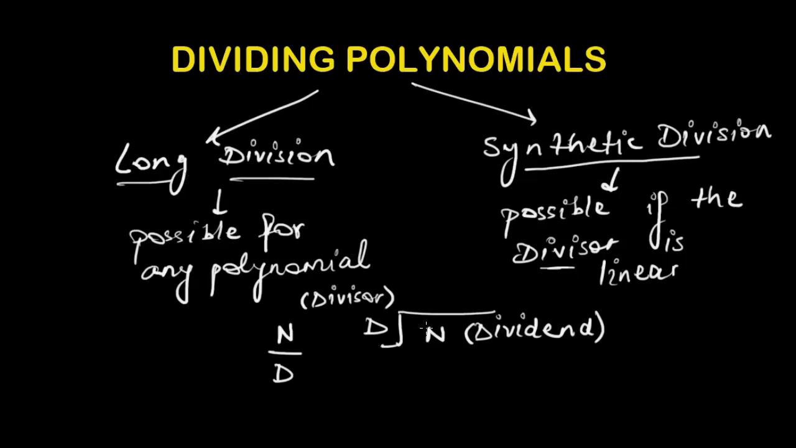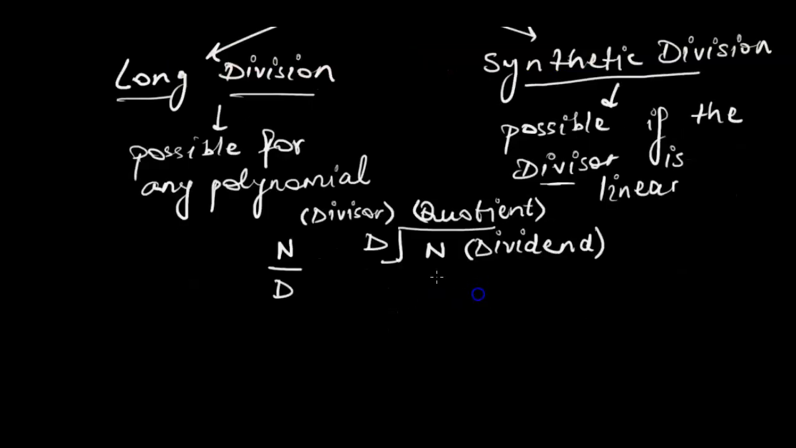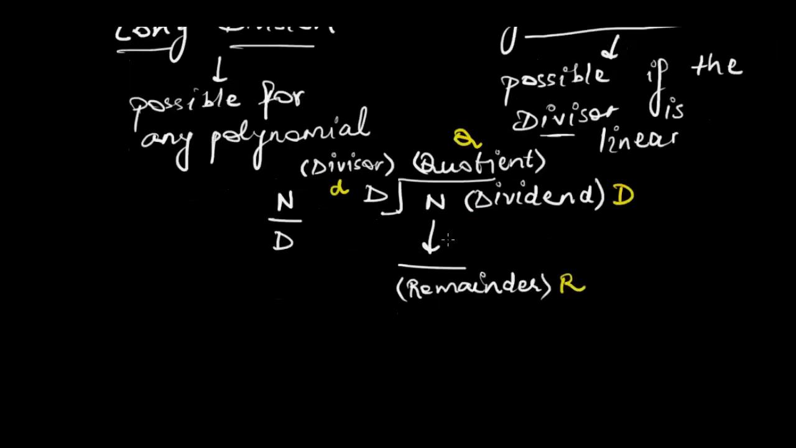Now there are two more terms to remember. The answer that we write on top is called the quotient, and the final result that we get after dividing the numerator by the denominator is called the remainder. Remainder can be written as R, dividend as uppercase D, divisor as lowercase d, and quotient as Q. There is a relationship between these four variables: when we multiply the divisor with the quotient and add the remainder to it, the result is the dividend. This is a very important relationship.